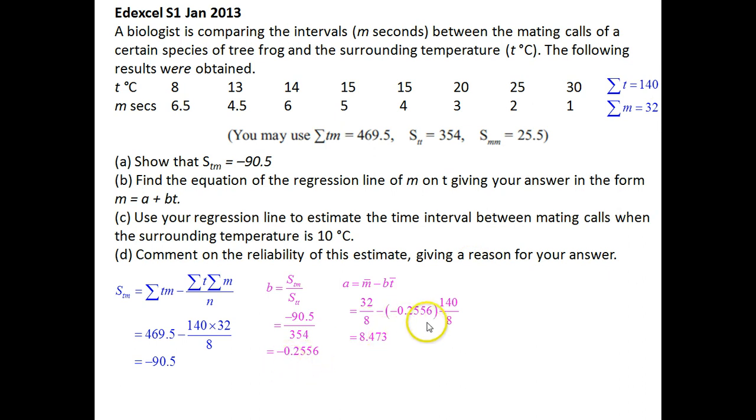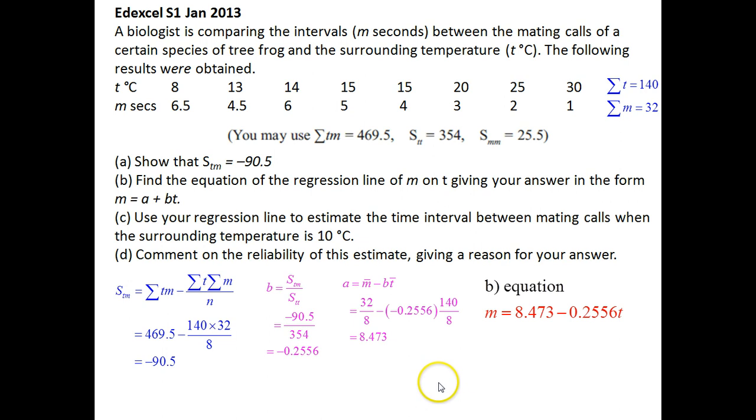A goes through the mean, so the mean of m would be 32 over 8, minus B, which is minus 0.2556, multiplied by the mean of t, which is 140 over 8. That's our x, that's our y. And we get a value for A of 8.473. So our estimate for the equation is m equals 8.473 minus 0.2556 times t.